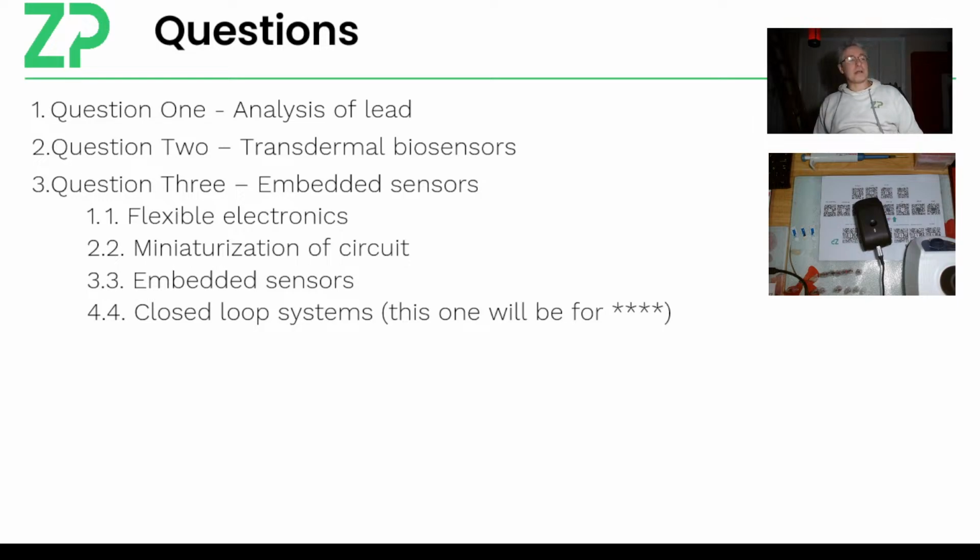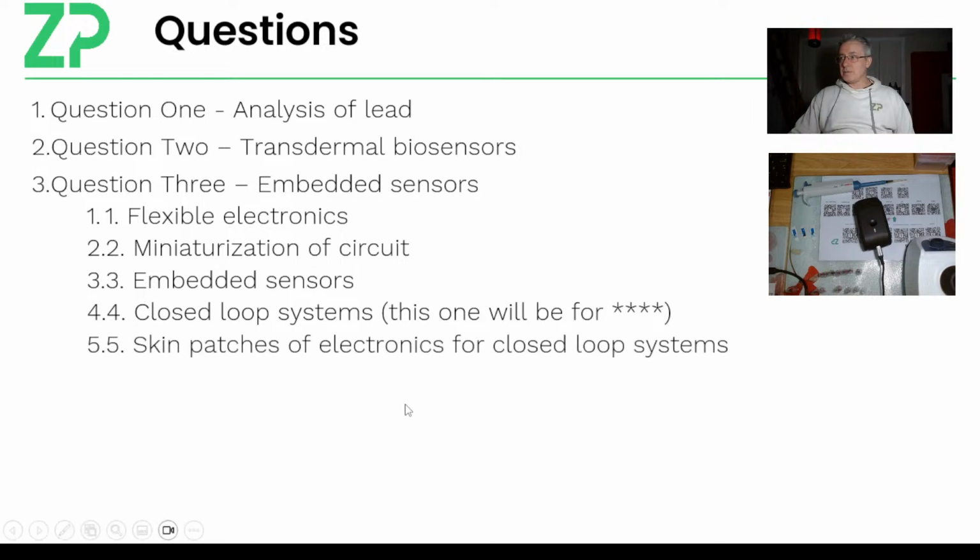I say a lot, and I realize I have to be a little bit careful with that statement. They're starting to do it in diabetes, where you have a CGM, a continuous glucose monitor, constantly monitoring interstitial glucose, and then they're pumping insulin or ceasing insulin based on the glucose reading. Skin patches for electronics, I'll also try and get some images for that as well.